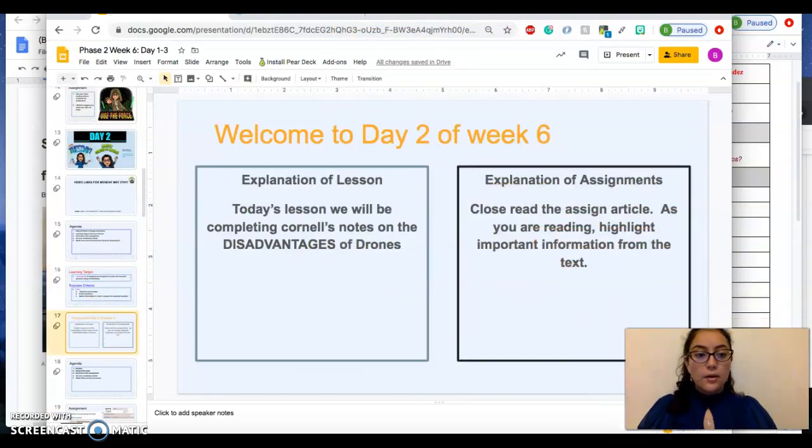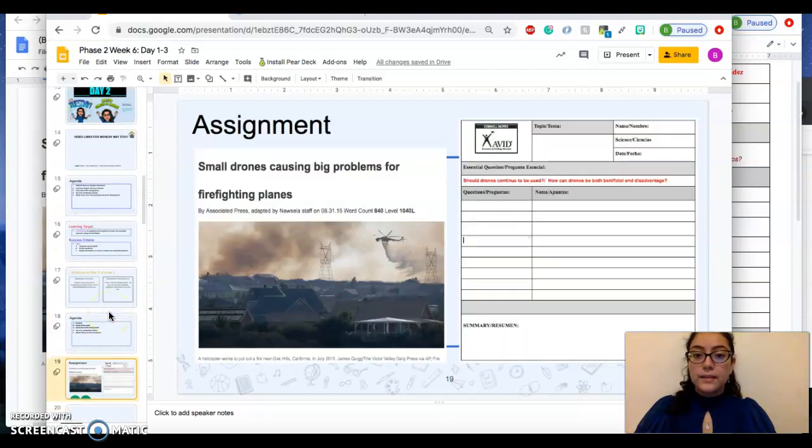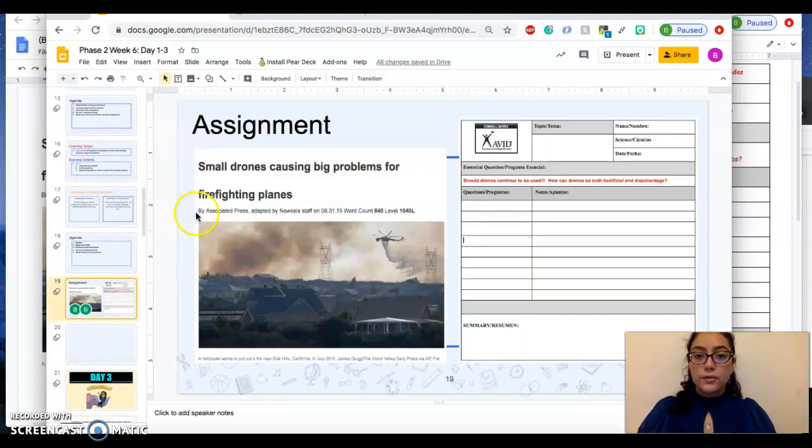Alright, so same exact assignment as yesterday, except today we are going to look at disadvantages. So yesterday was what are some benefits of having drones. Today is the opposite, why we do not want drones. Okay, the agenda, let's go over to the assignment. So assignment, you're reading one article, and once again, you're doing your Cornell notes. So let's get to it.